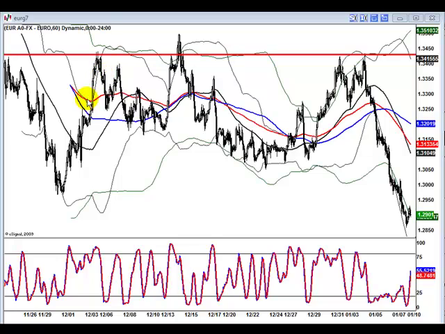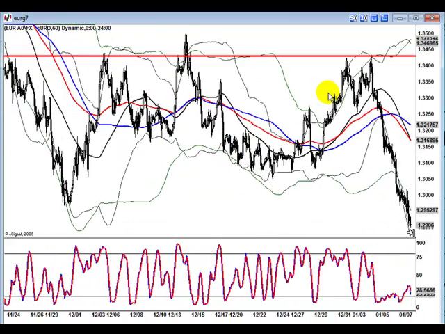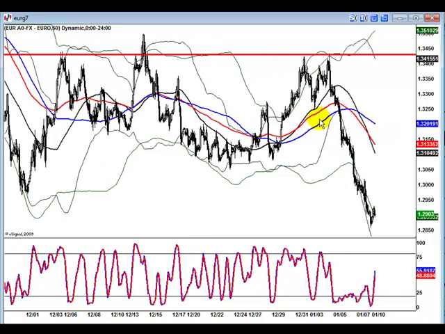So it's tested this level on multiple occasions. It's been a support area, then resistance, resistance, resistance there, and more recently we had a double top on the hourly chart, actually just before the new year, and we've moved down since then. So the strategy is to trade the euro short this week on retracements, as long as we're beneath that 1.34-ish level, the weekly reversal level.